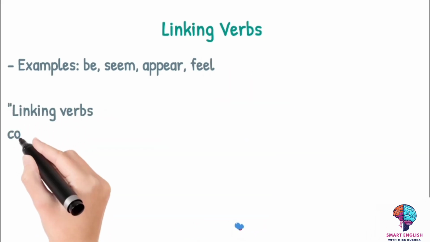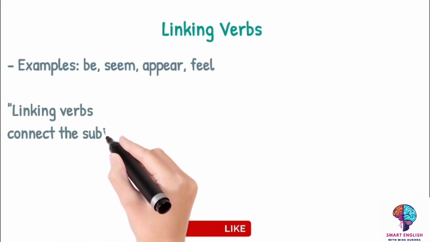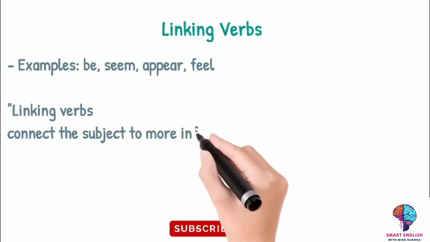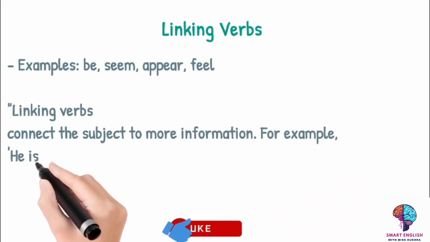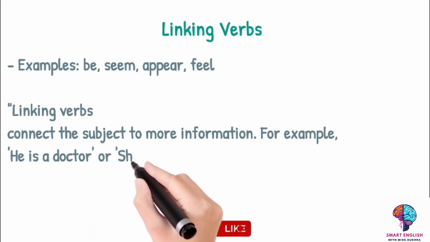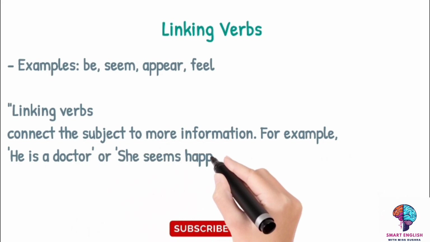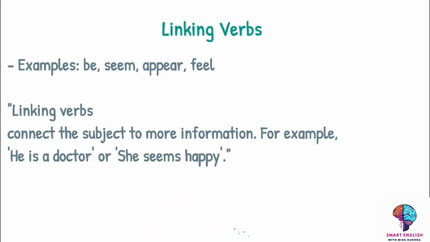Now we are moving towards the linking verb. Linking verbs are very important in English sentences. For example, be, seem, appear, feel. Linking verbs connect the subject to more information. For example, he is a doctor. She seems happy.